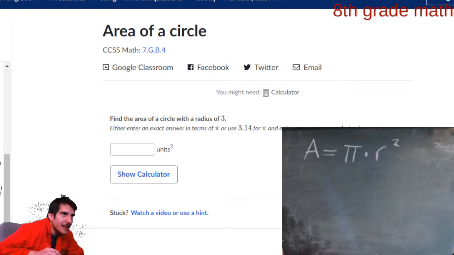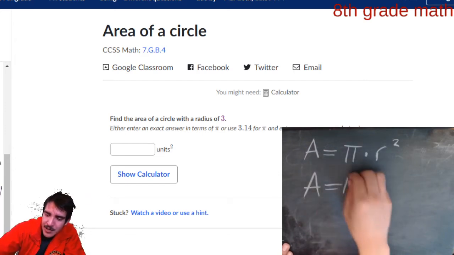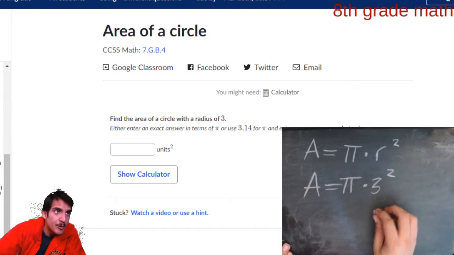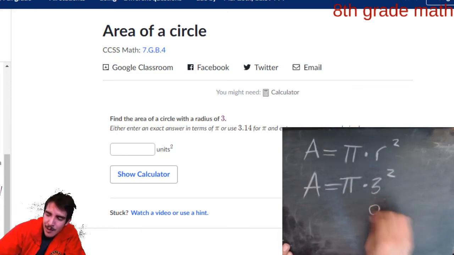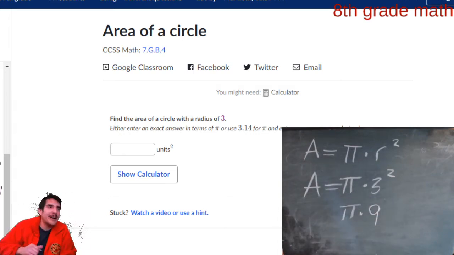So it says here, find the area of a circle with radius 3. Let's warm up with that. Area equals pi times 3 squared. 3 squared is 3 times 3, which is 9. So we have 9 times pi, or pi times 9.